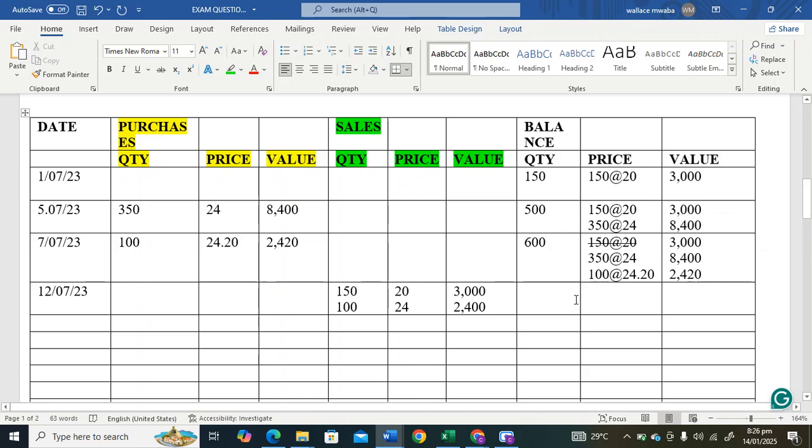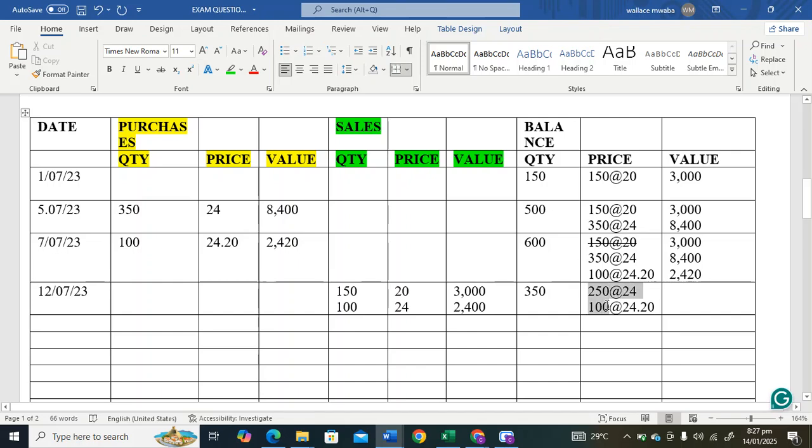So what will remain within our shop? 600 minus 250, that is 350. So we have 250 goods valued at 24 kwacha, since we removed 100 from this 350, so we've remained with 250. And then you've got 100 valued at 24.20.